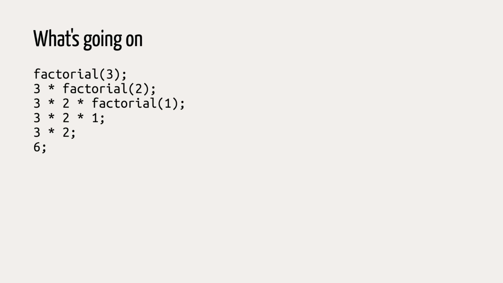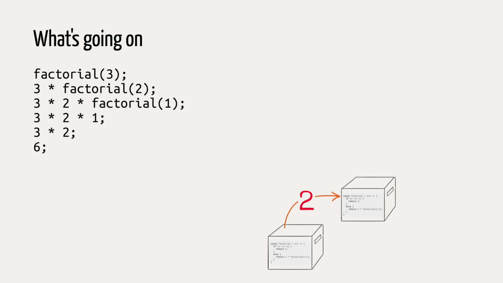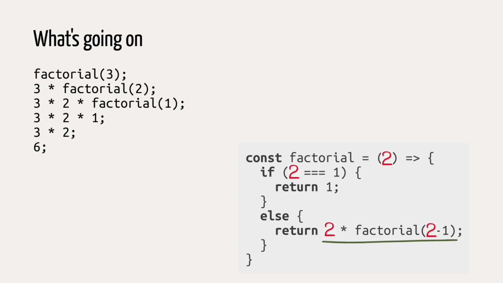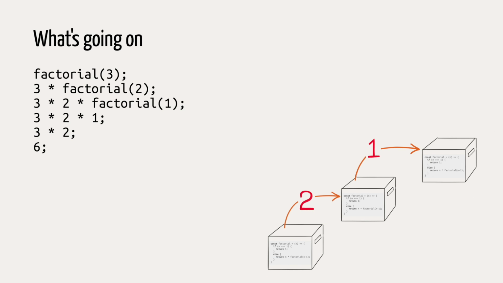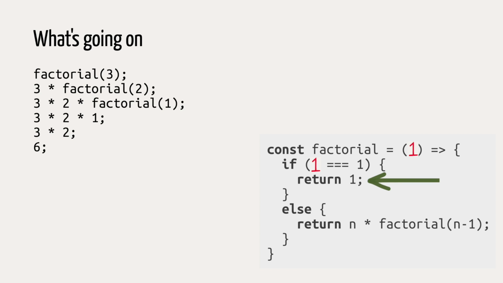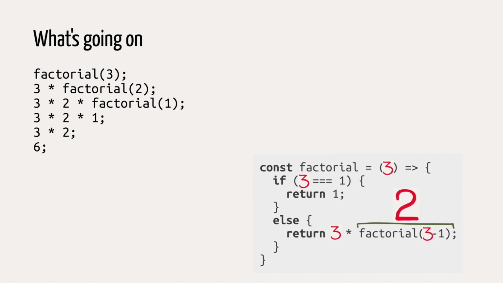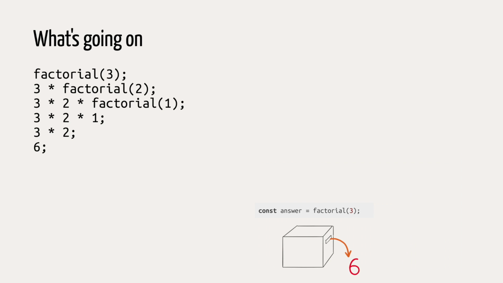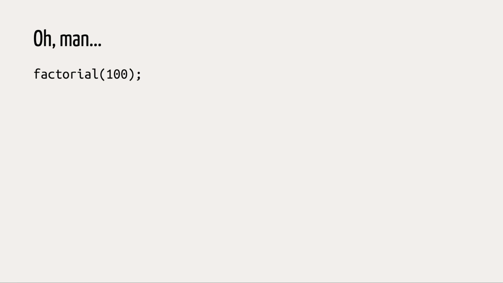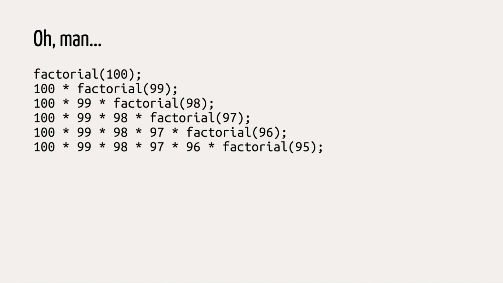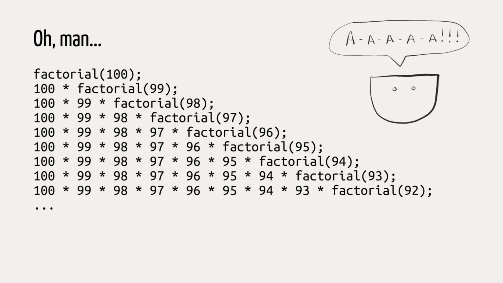Each newly created instance, or a box, of the factorial function is waiting for the next instance to return something. No calculation is done until we get all the way to the bottom, to the base case. Only then we get 1 and start multiplying backward. 1 times 2 is 2, then 3 times 2 is 6. This wasn't too bad for factorial of 3, but consider factorial of 100, for example. The program will need to keep in mind a lot of numbers and delay all the multiplications.